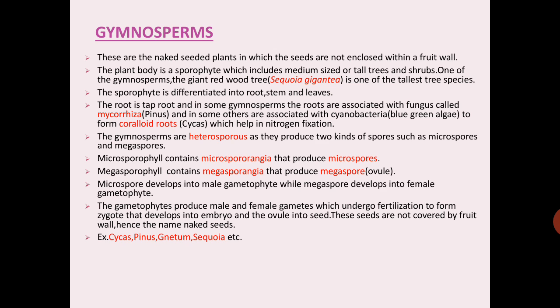The gametophytes produce male and female gametes which undergo fertilization to form a zygote that develops into an embryo, and the ovule develops into the seed. These seeds are not covered by a fruit wall and hence the name naked seeded plants. Examples: Cycas, Pinus, Gnetum, Sequoia are examples of gymnosperms. So these were the characteristic features of gymnosperms.